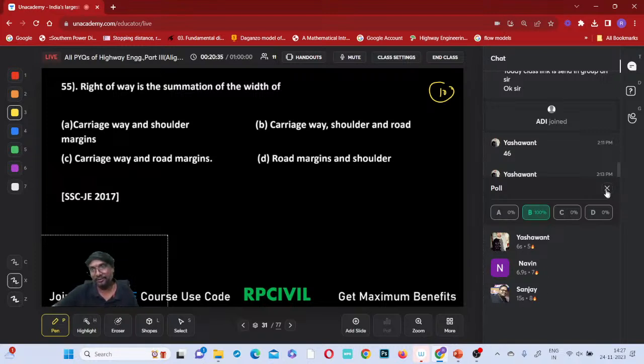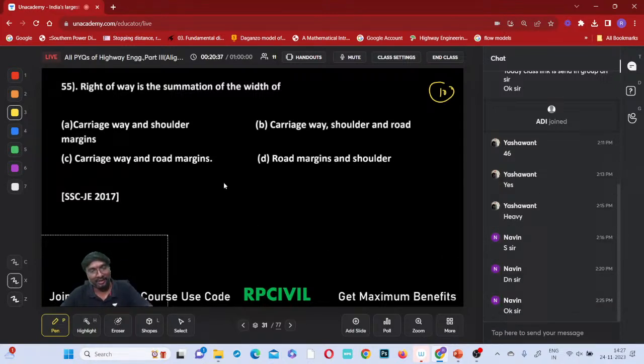Just now we have shown the carriageway, shoulder and margins. The carriageway and shoulder come here, and the margins will come here. That is a typing mistake, I did not arrange them properly. It is carriageway, shoulder and road margins.